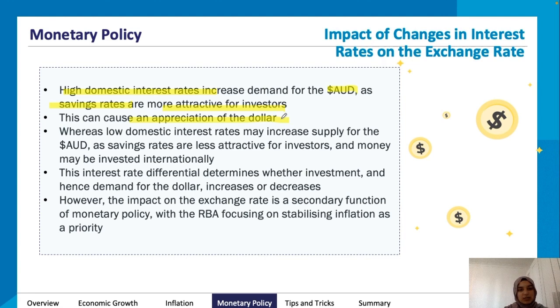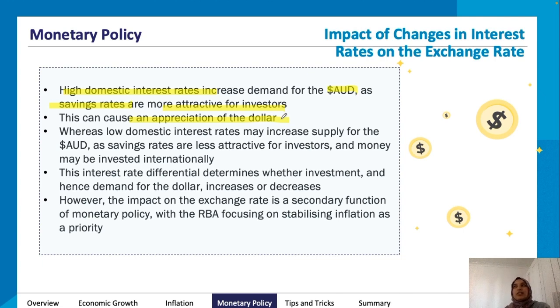Whereas low domestic interest rates may increase supply of the Australian dollar, as savings rates are less attractive for investors, and money may be invested internationally. If I'm getting a very low return here, I may just decide to invest my money in another country that has a higher rate so I can get a higher return, is essentially what this is trying to say. So this interest rate differential determines whether investment happens in Australia, whether investment increases, whether it decreases.